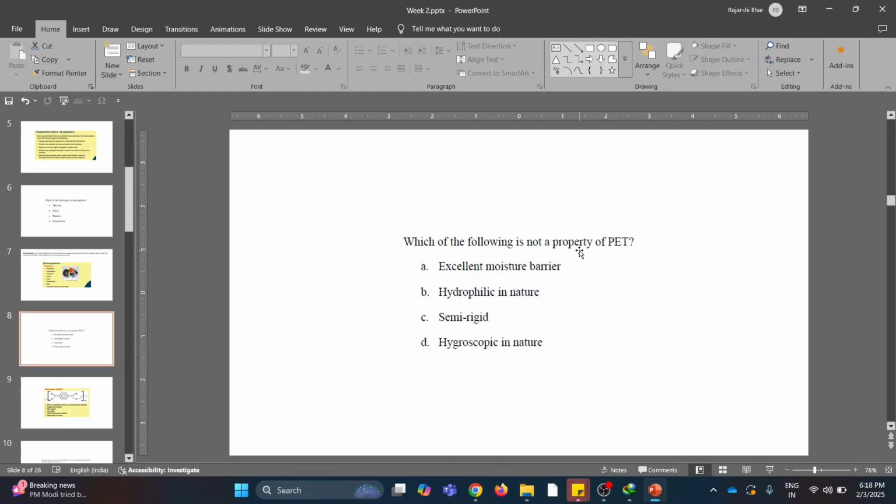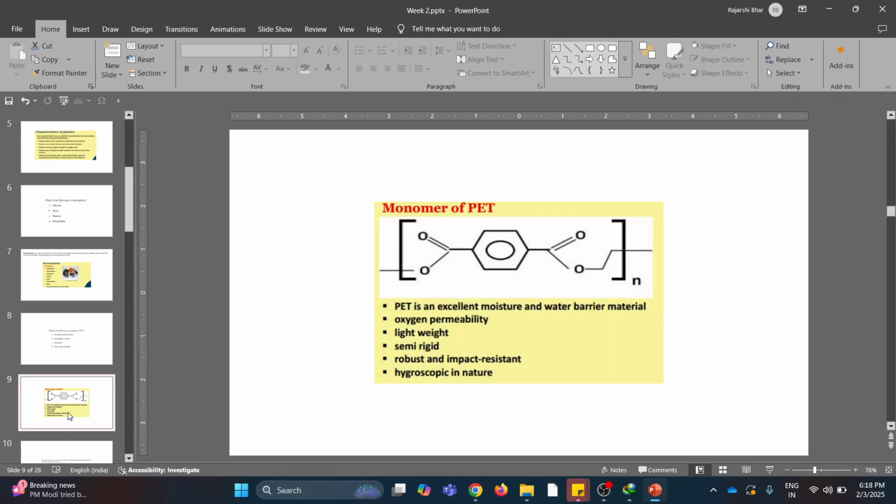That is what I mean to say: PET has an excellent moisture barrier, but it is not hydrophilic in nature. It is semi-rigid and also it shows properties of being hygroscopic in nature. That means it can absorb moisture from the air. So option B is the correct answer here. You can see among the lecture slides also it was given that PET is an excellent moisture and water barrier material, excellent permeability, lightweight, semi-rigid, robust, and impact resistant, and also the last point, hygroscopic in nature.